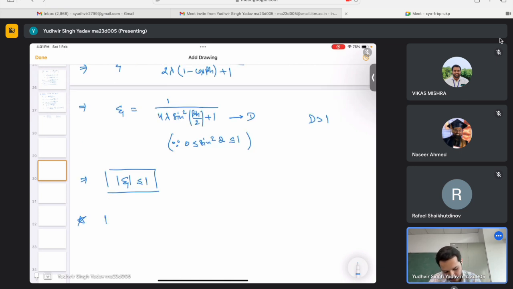So the Laasonen scheme is unconditionally stable. That means this scheme has no condition for stability. It will be stable for any value of the step sizes h and k.